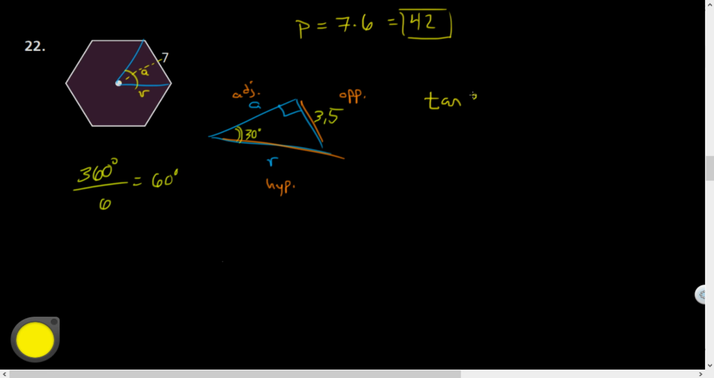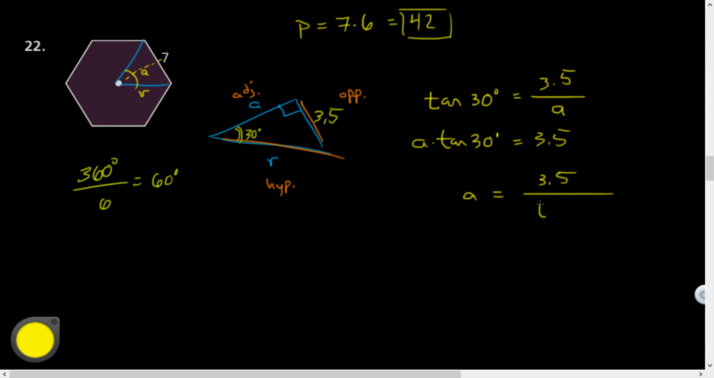So I'm going to say tangent of 30 degrees is equal to 3.5 over the adjacent. And so then a times tan of 30 is equal to 3.5. And therefore, a is going to be whatever 3.5 divided by tan 30 is. We didn't end up needing the radius. But yeah, so you'd find that, and then you'd do the half apothem sort of thing. We already got the perimeter.